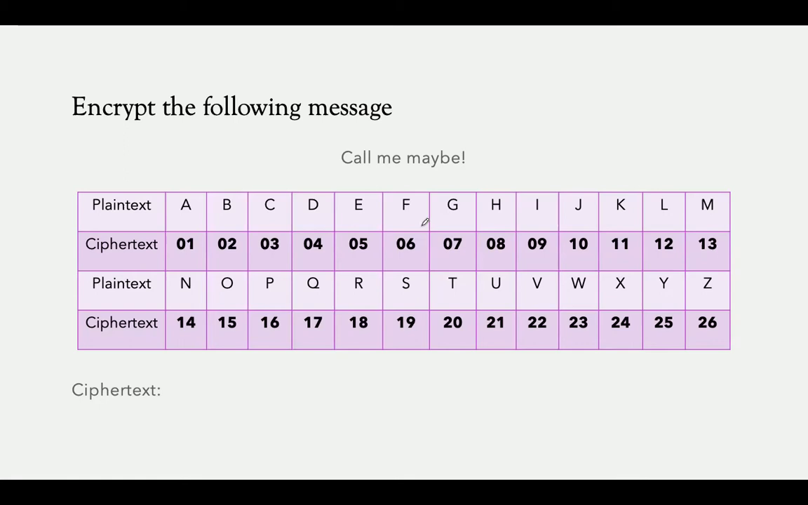Now, keep in mind here with the number ciphertext that you have to have 2 digits, right? So if one of your letters is going to be C, then we know that C would be 03. So you have to give me 03, not 3.